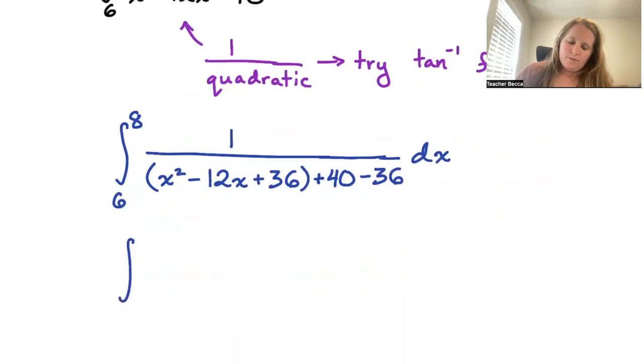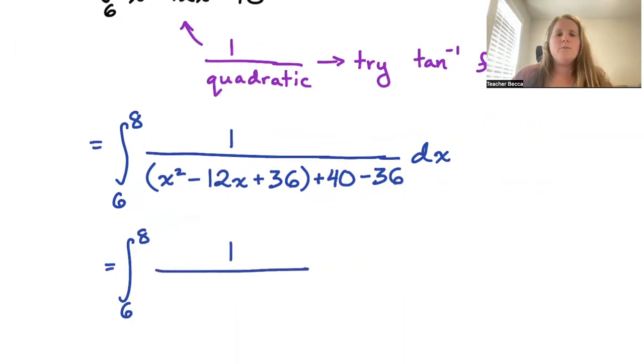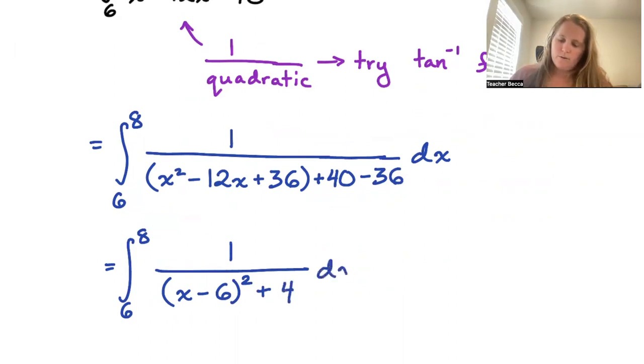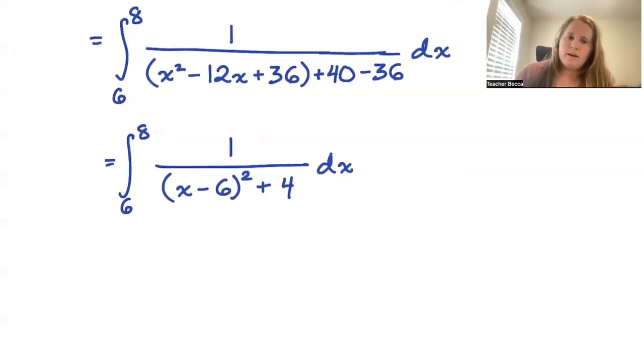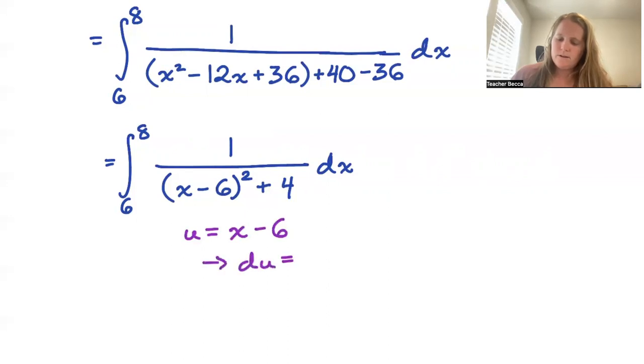So this becomes the definite integral from 6 to 8 of 1 over x squared minus 12x plus 36, which is x minus 6 squared, plus 40 minus 36, which is 4, or 2 squared, however you want to view it. At this point, let's go ahead and make our u be x minus 6. Then we have du is simply dx.